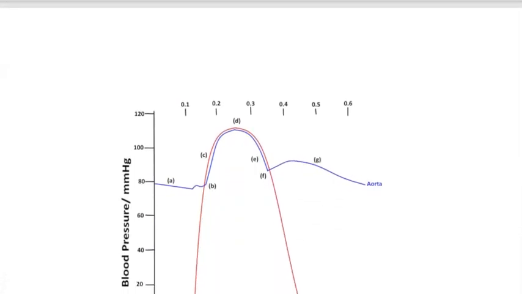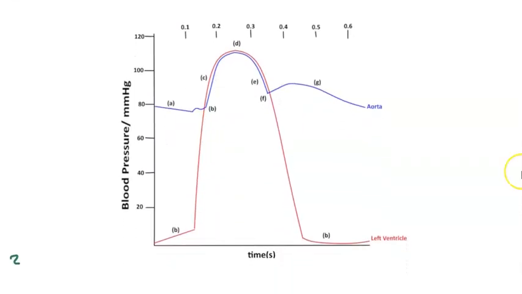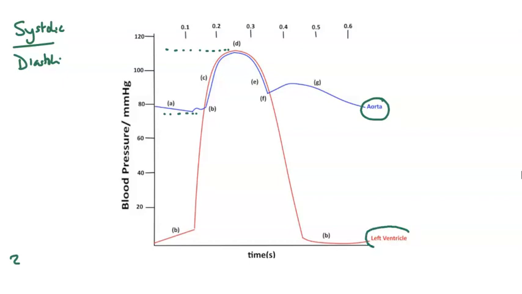So let's look at the classic graphs of blood pressure. As I mentioned, systolic expressed over diastolic. In this graph, the systolic pressure is approximately at the peak of the graph here, and the diastolic pressure is at the lowest point on the blue line. Now, the blue line represents the aorta, which is the artery, and the red line represents the left ventricle.